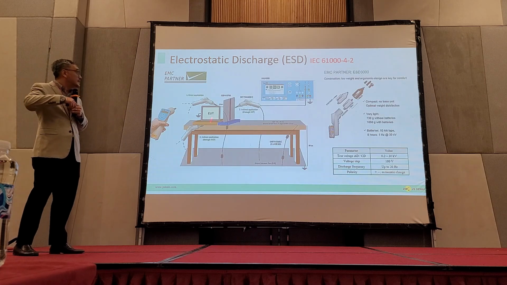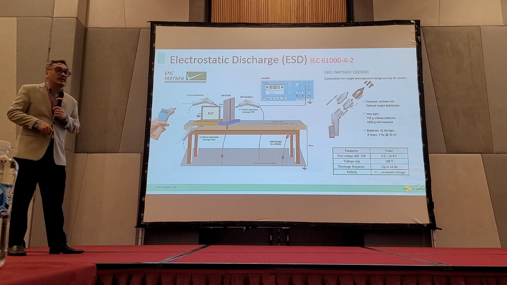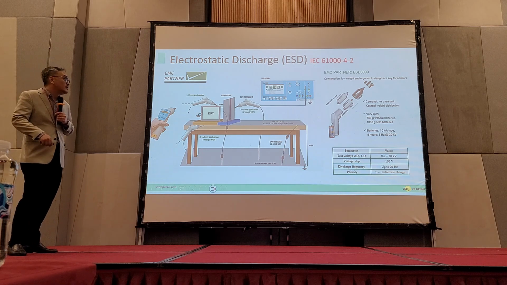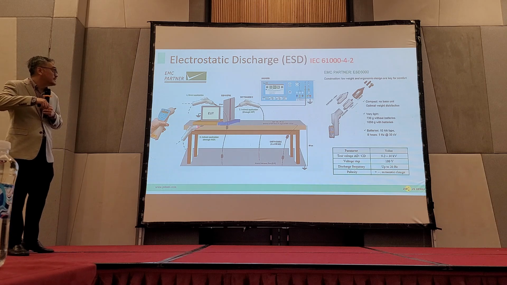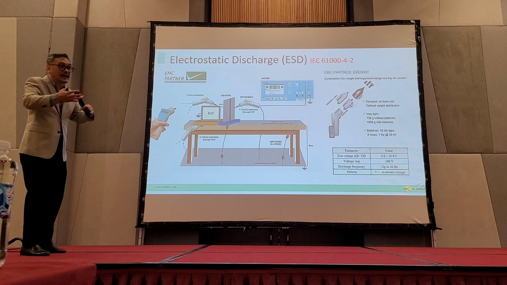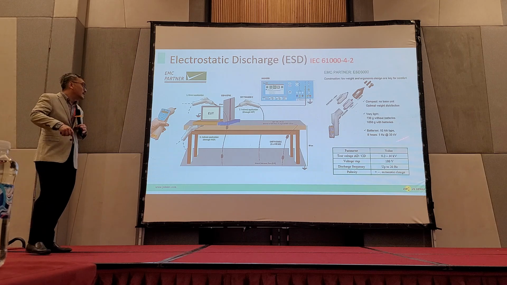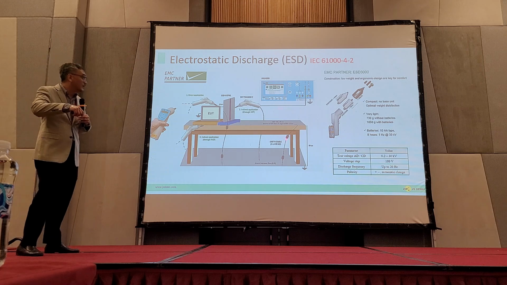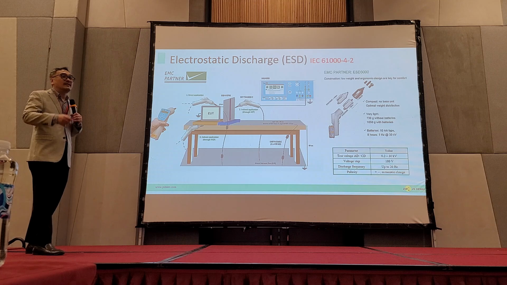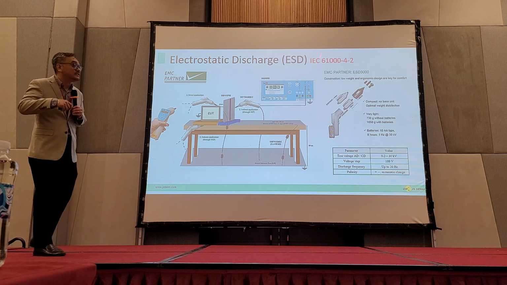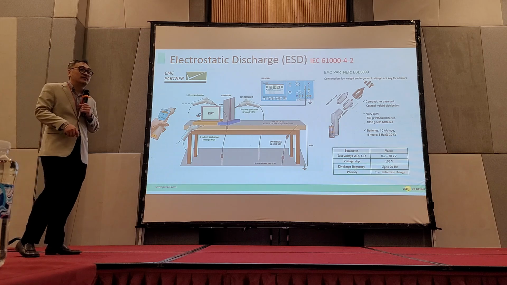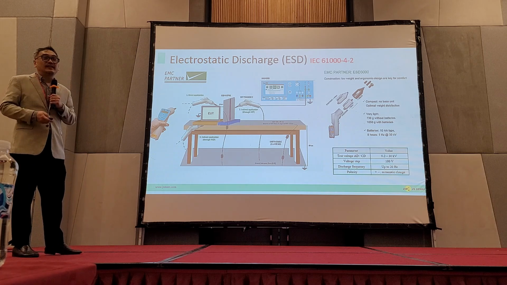So for ESD, we have a setup that we have to follow, defined in the 61000-4-2. We need to have a specific size of table: 1.6 meter times 0.8 meter, and the height is 0.8 meter. Then you need to have a ground plane, you need to have a bleeder resistor cable. All is defined in the standard. If you do the test according to 61000-4-2, you have to follow exactly the dimension of the test table that is defined in the standard.